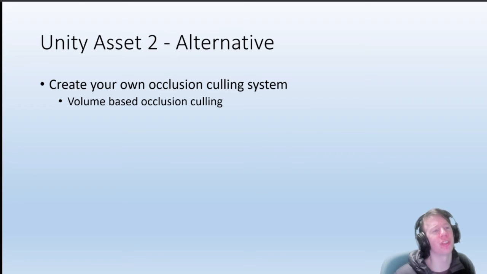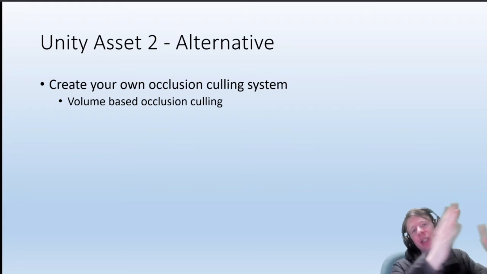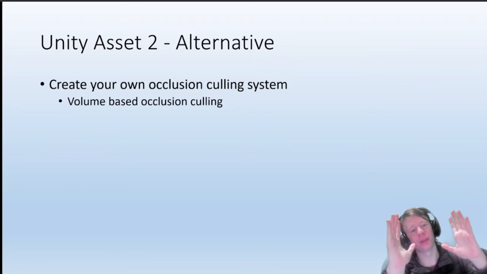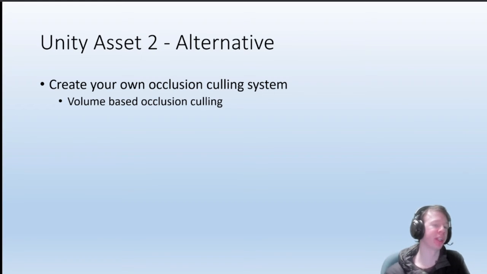An alternative to using this asset would be creating your own occlusion culling system, and this can be quite basic. You could just say that your game has 3 different zones. If you're in zone 1, render this stuff, in zone 2, render this stuff, in zone 3, render this stuff. And the way that you cull objects would just be to disable their mesh renderer or their game object. And if you're in Unreal, you could just disable their actor.